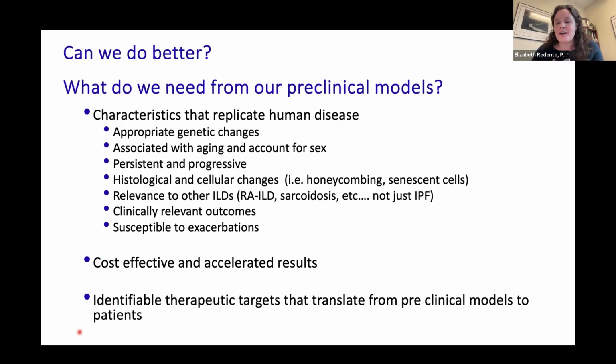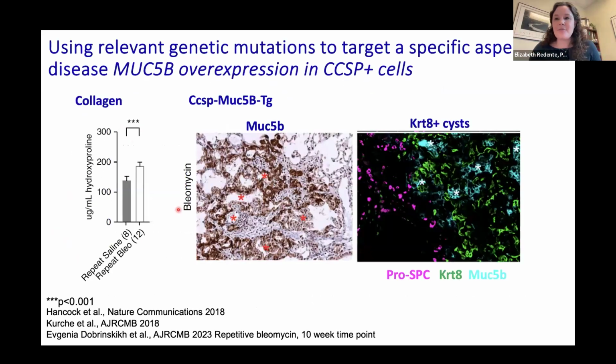So from here, we're going to move on to looking at data. Some of the data is from our laboratory group, some from the literature. And I really want to walk through just some examples of these different characteristics, looking at models of genetic changes, looking at models and data associated with aging and with sex differences, models of persistent and progressive disease, as well as the integration of clinically relevant outcomes throughout. So we're going to start with asking questions about genetics.